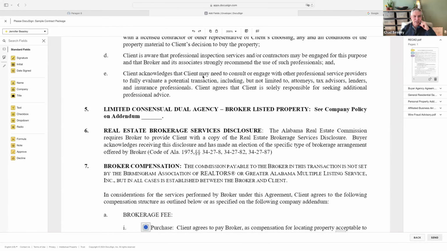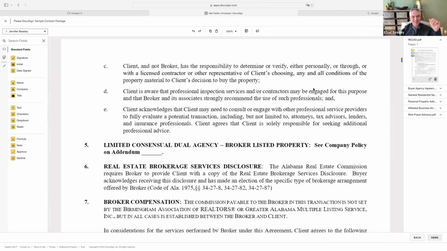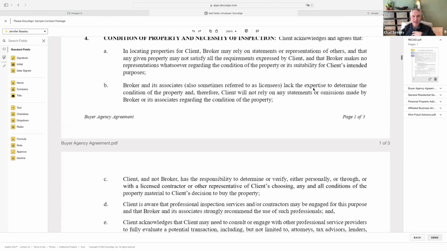And the client acknowledges that the client may need to consult or engage with other professional service providers to fully evaluate the potential transaction, including but not limited to attorneys, tax advisors, lenders, insurance professionals, and so on. So this is just sort of taking the monkey off of our backs, that we're here to help you find a property, negotiate it, all those things, but we can't be experts in all these things, and you're not going to rely on us for legal and tax consequences of a transaction. You're not relying on us to be your home inspector or the pest inspector or any of those other things.